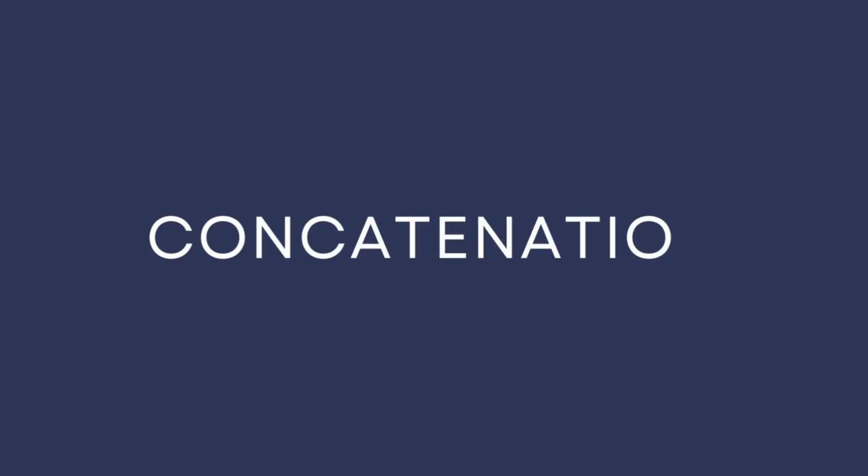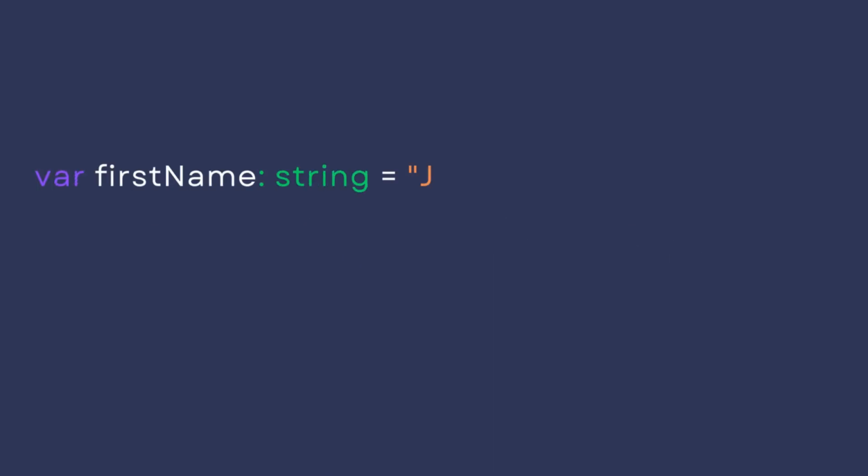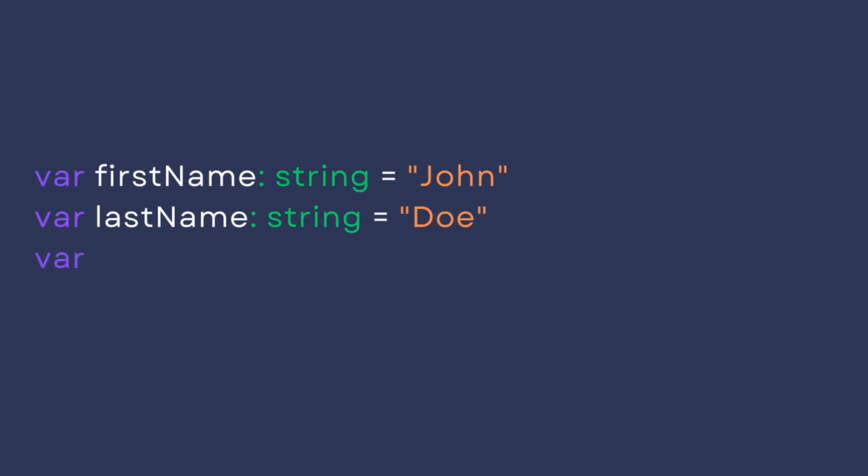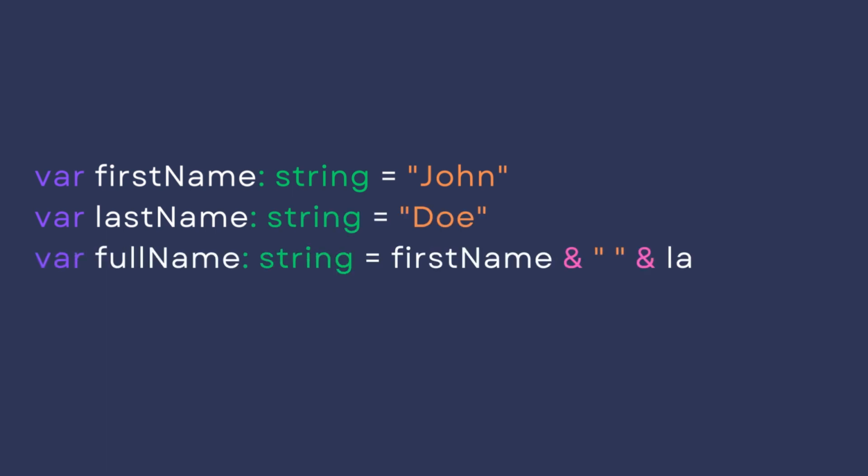Let's start with a common occurrence. What if you want to add the content of two strings together? To concatenate two strings together in Nim, we can use the ampersand operator. The output will be John Doe.